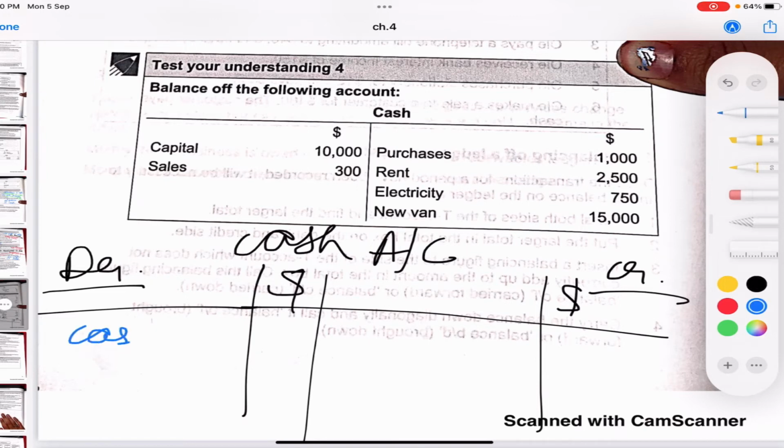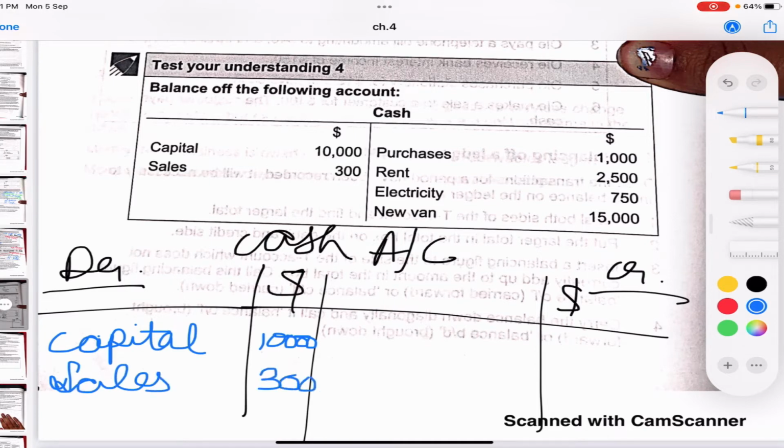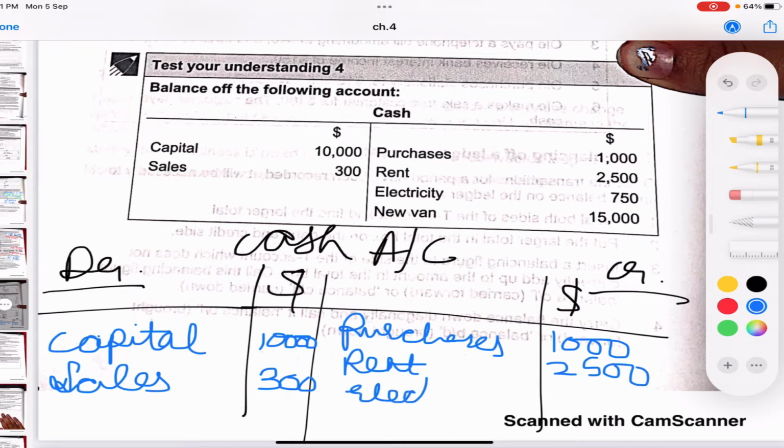So this is the capital, sorry, not cash, capital. How much is that? 10,000, given in the question. I'm just putting it straight as it is. Sales is also given in the question, putting it as it is, 300. Purchases, 1,000. Rent, 2,500. Electricity, 750. New van, 15,000.